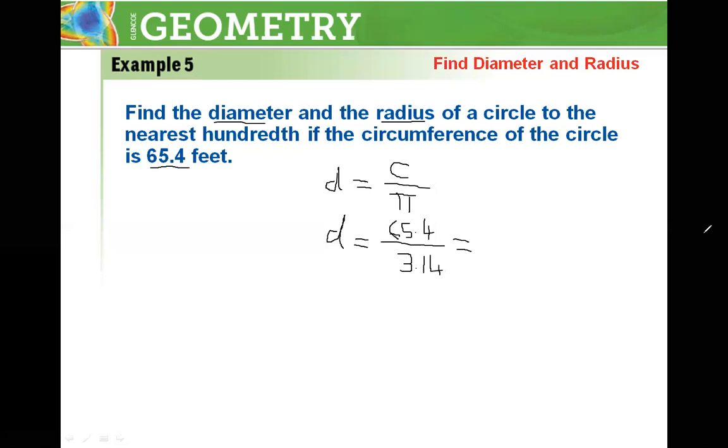So 65.4 divided by 3.14, which equals 20.8280. Okay, so it's approximately equal to 21. Okay, this is feet. So 21 feet is the result of the diameter.